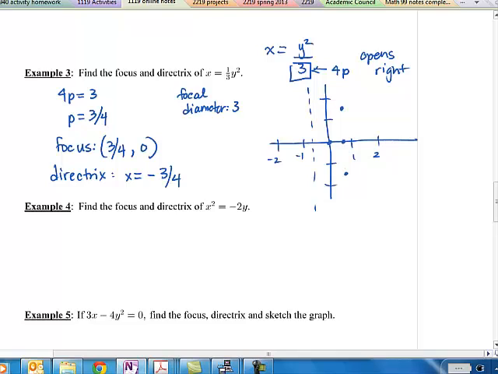They didn't ask us for a sketch, but we can do a sketch anyway. The graph would look something like that. So the focus is 3/4, 0. The directrix is x equals negative 3/4. The graph would look like this.